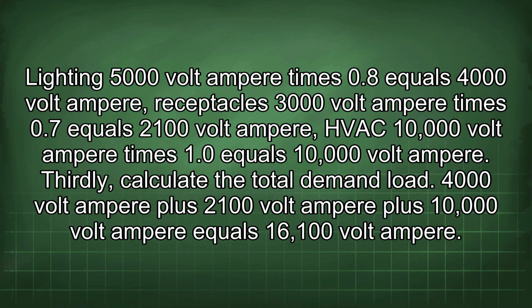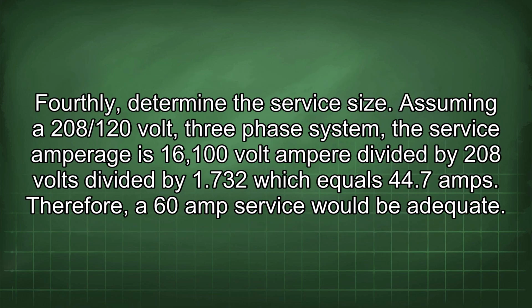Thirdly, calculate the total demand load. 4000 volt ampere plus 2100 volt ampere plus 10,000 volt ampere equals 16,100 volt ampere. Fourthly, determine the service size. Assuming a 208/120 volt three-phase system, the service amperage is 16,100 volt ampere divided by 208 volts divided by 1.732, which equals 44.7 amps. Therefore, a 60 amp service would be adequate.